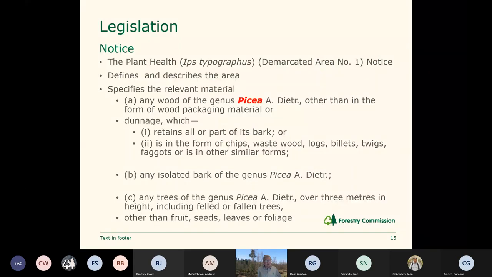And this last point, 3.C, is important because it includes trees over 3 meters in height, which brings Christmas trees under this control, although not the usual domestic cut Christmas trees, but rather the larger civic trees that are over 3 meters. And that's because trees under 3 meters are deemed to not be sufficient to host the material. They're certainly not large enough for any breeding populations to establish.